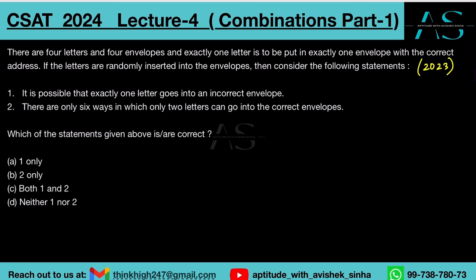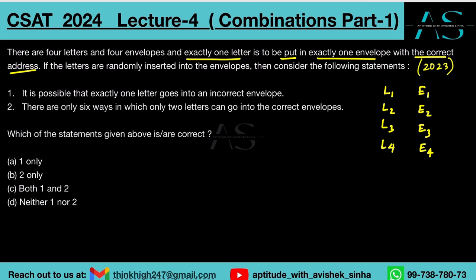Okay, this has been asked in the previous year, 2023. There are 4 letters and there are 4 envelopes. And exactly one letter is to be put in exactly one envelope with the correct address. So for our better understanding, let's assume the 4 envelopes are envelope number 1, envelope number 2, envelope number 3 and envelope number 4. Since all of these 4 are unique, each letter will go into any one and exactly one envelope.